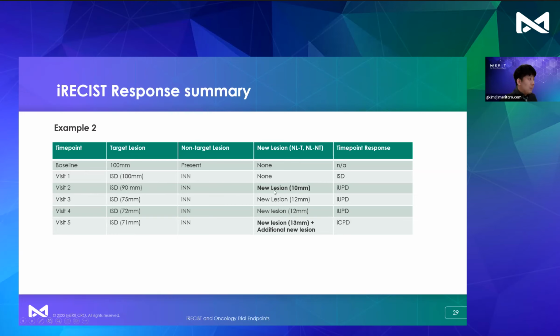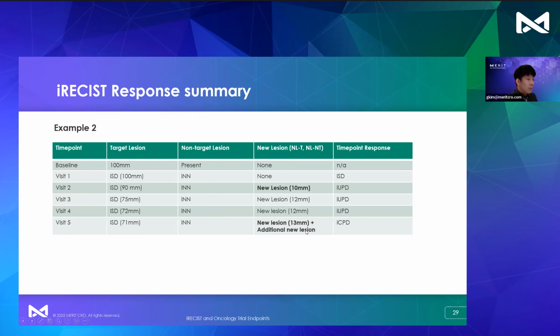For the next time points, visits 3 and 4, the target lesions are still within the stable disease range, and the new lesions also show not much change, only a 2 millimeter increase across visits 3 and 4, which is not a 5 millimeter increase in the new lesion target sum of diameters, so that cannot cause the iCPD in either visit 3 or 4.